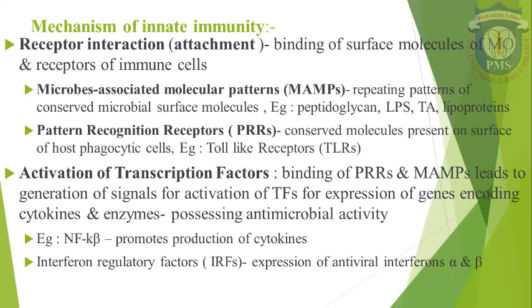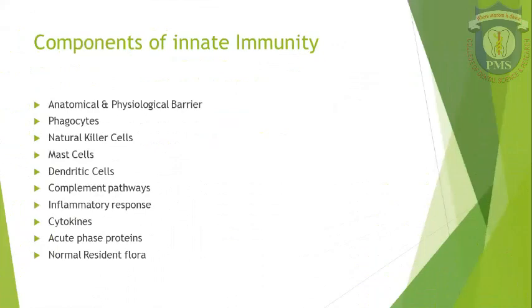The second step of mechanism of innate immunity is activation of transcription factors. That is, this binding will lead to the generation of signals for the activation of transcription factors for expression of genes encoding cytokines and enzymes, thereby possessing antimicrobial activity. For example, NF-kappa B promotes the production of cytokines, and interferon regulatory factors promote the expression of antiviral interferons alpha and beta.